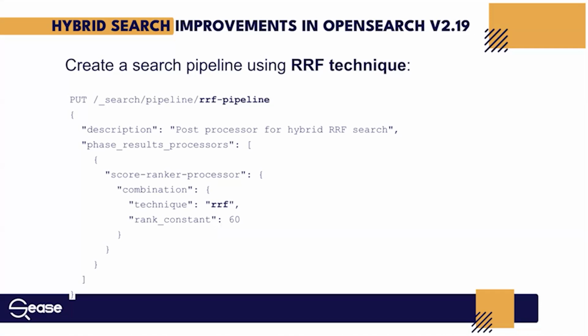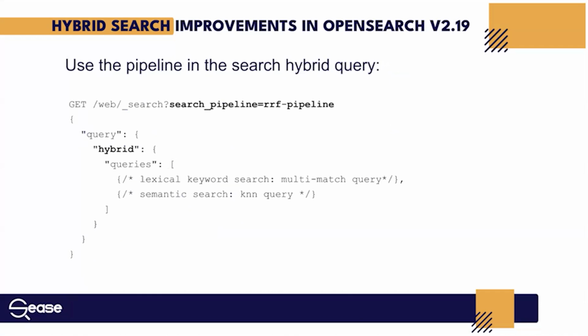Once we create the pipeline, we can do the hybrid search query. Here is the hybrid query we do. With the search pipeline, we provide the RRF pipeline, that is the reciprocal rank fusion pipeline that we want to use to combine results. In the hybrid, we have the queries, which basically takes multiple subqueries.